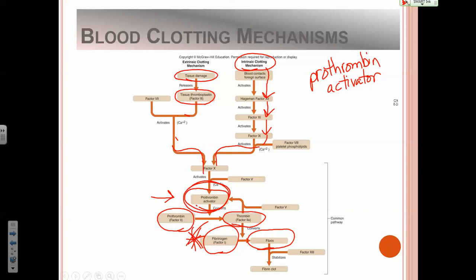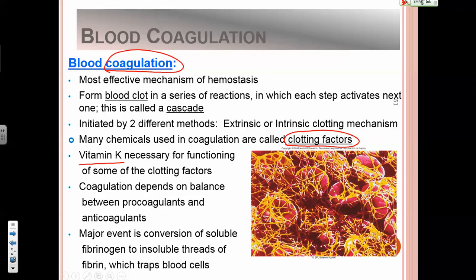But if I back up, the major event is the conversion of soluble fibrinogen into insoluble threads of fibrin. Okay? And that traps the cells to form the clot. So on the picture on the right, you can see a scanning electron micrograph that's color enhanced. And so you see the yellow fibrin threads and you see all those trapped blood cells.